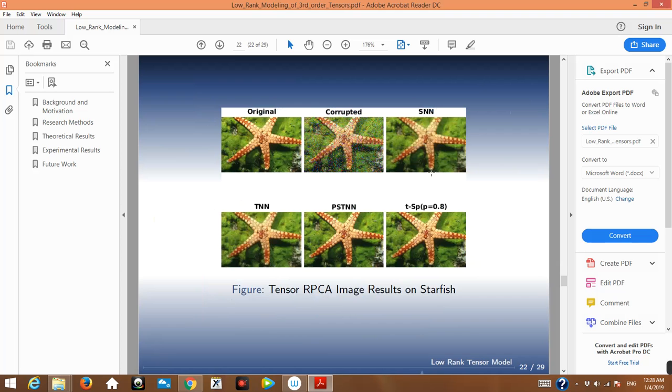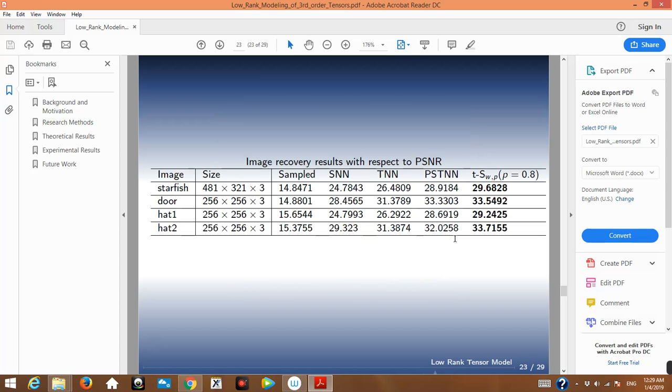This is our experimental result. The original image is a color image, so we can use a tensor to represent this image in MATLAB. And this is the corrupted tensor. By using tensor RPCA, we can recover the low-rank component of the original tensor. You can see the image after recovery is very similar to the original image. The result is very nice.